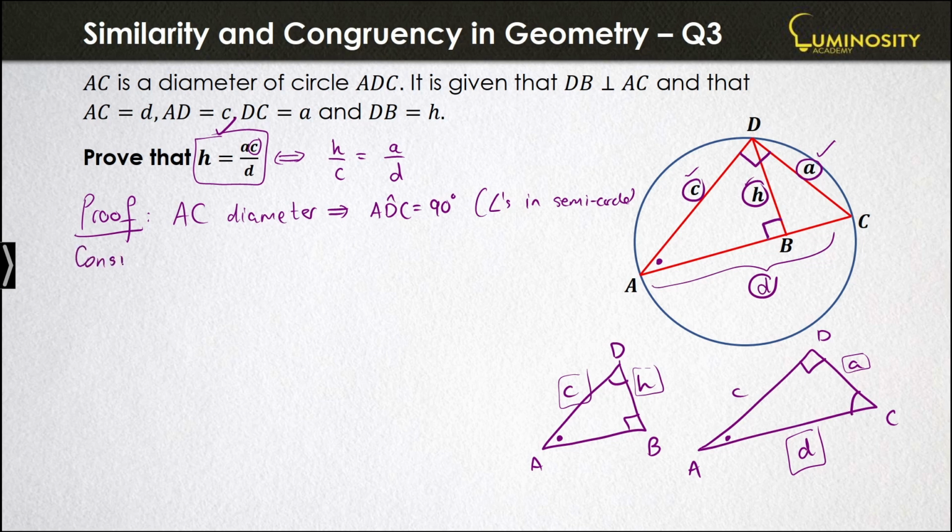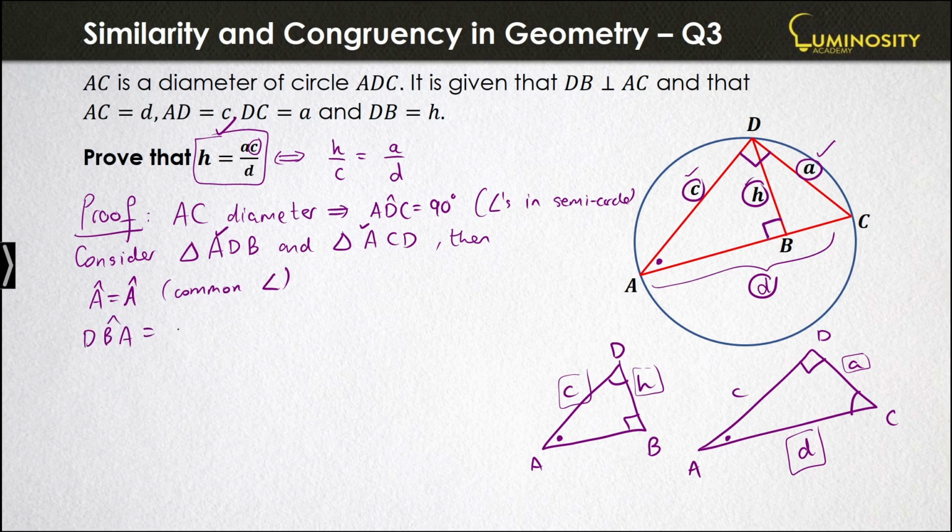So I'll say consider triangle ADB and triangle ACD, in the order that I want to show is similar: from the dot, to the other angle, to the right angle. Then we can note the following. Angle A is equal to itself, because it's a common angle. I've shown that these two angles are equal. I've also shown that angle DBA is equal to angle ADC, which are both 90 degrees.